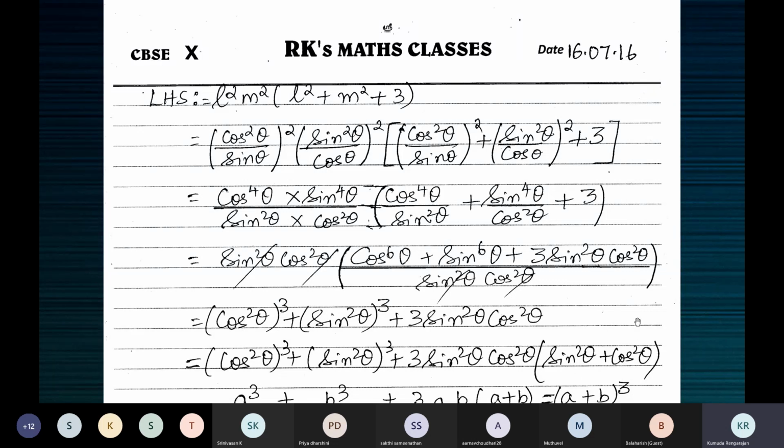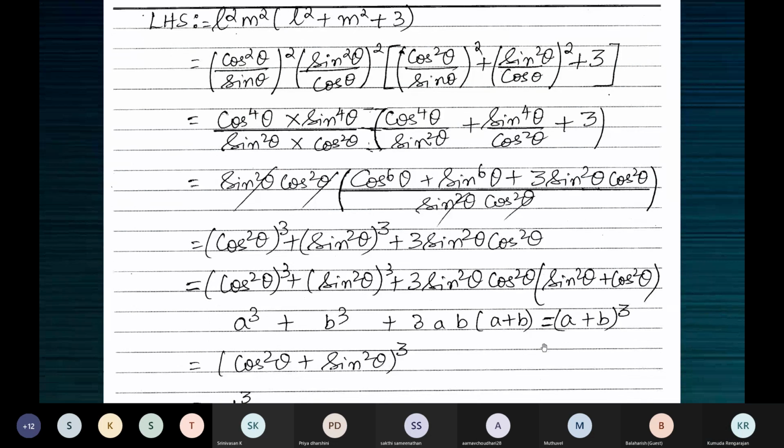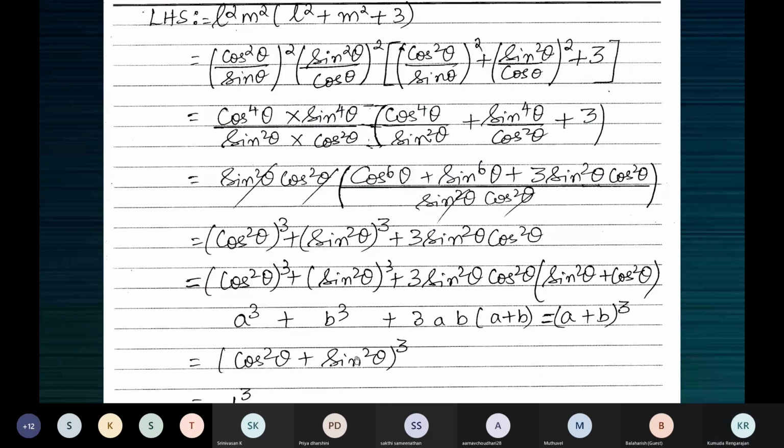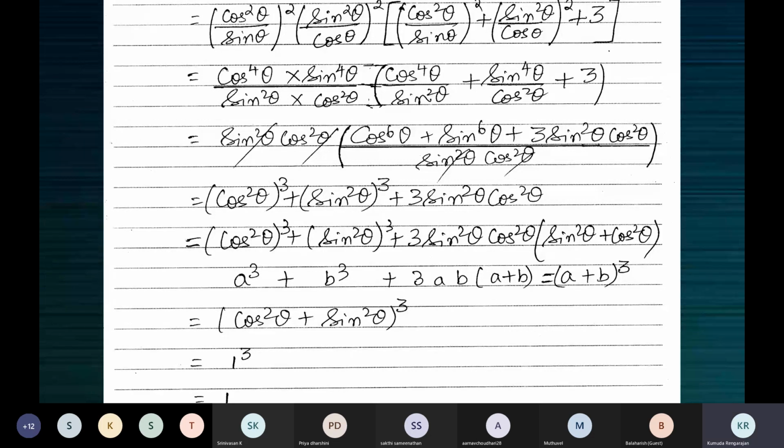Sin square theta plus cos square theta, because anyways it is 1. We don't have this term. It's okay. We can still write it: 3ab into a plus b, which is sin square theta plus cos square theta. Write it. Anyways, the value is 1. So now this is of the form a cubed plus b cubed plus 3ab into a plus b, which is a plus b the whole cubed. And since cos square theta plus sin square theta is 1, 1 cube is 1.